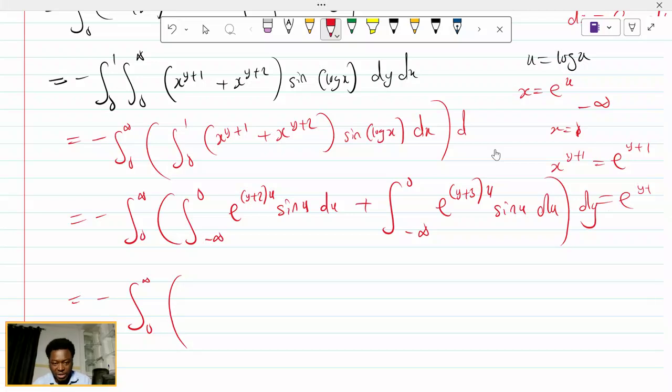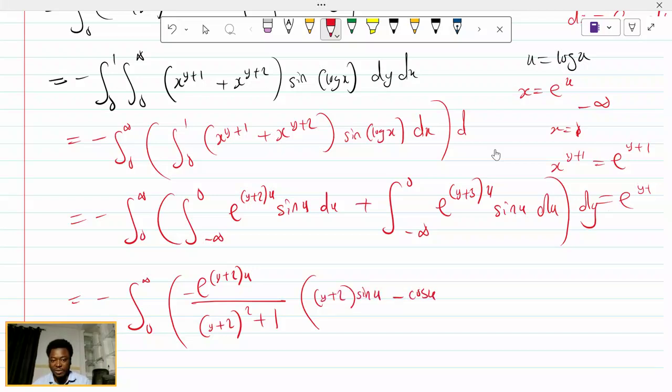So in this first part of this problem, you would have something like this: e to the u, y plus 2 times u, divided by y plus 2 squared plus 1. Then you would have y plus 2 times sine u minus cosine of u on this first part here. And you're going to evaluate everything here from negative infinity to 0.